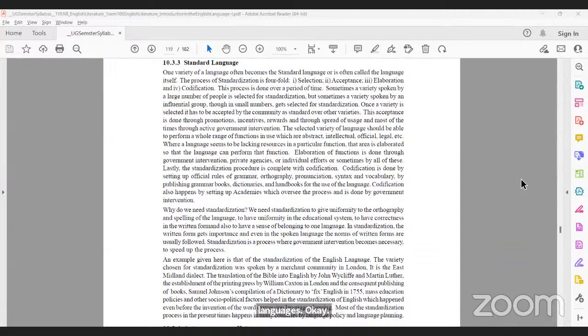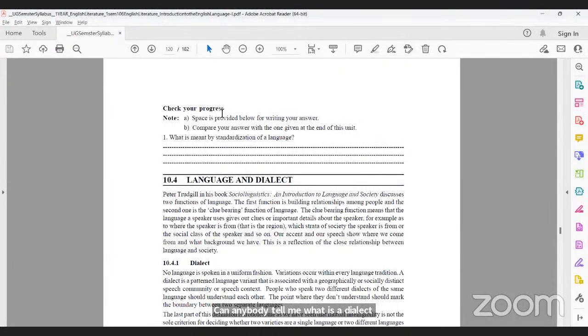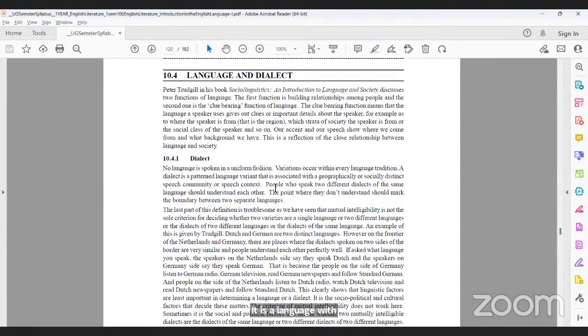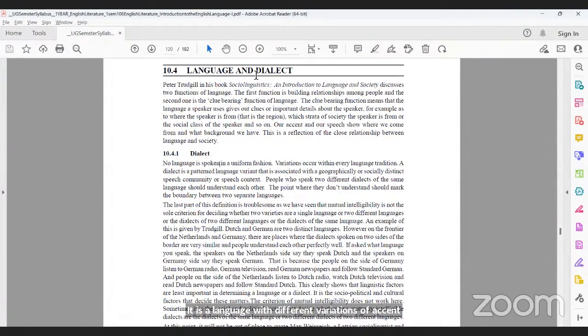So we have studied about language. Now, how will you differentiate a language from a dialect? Can anybody tell me what a dialect is? It is a language with different variations of accent. It is a language variation with different accents, right? Okay, that's good.